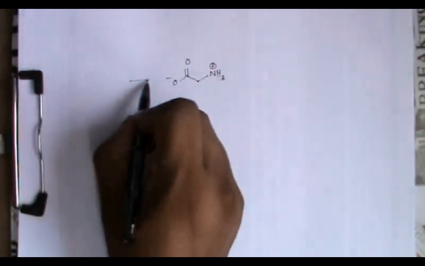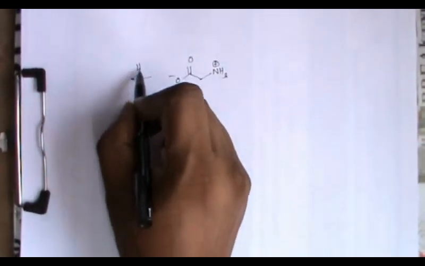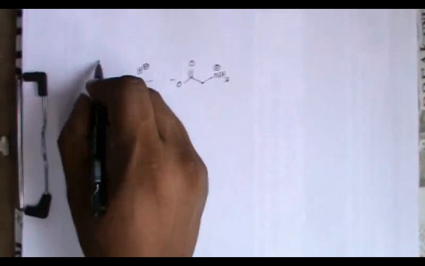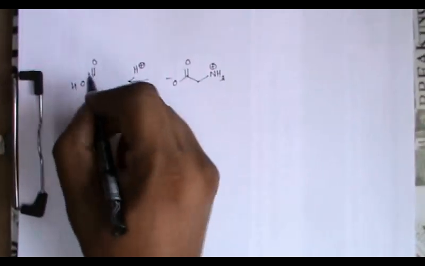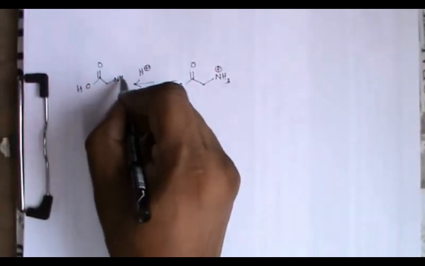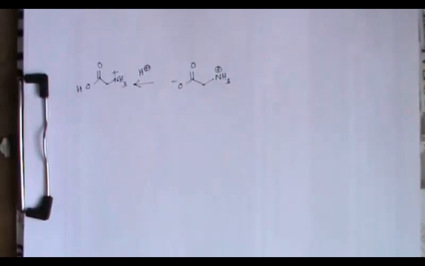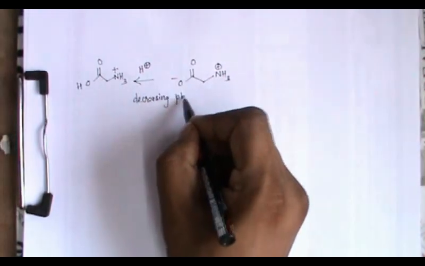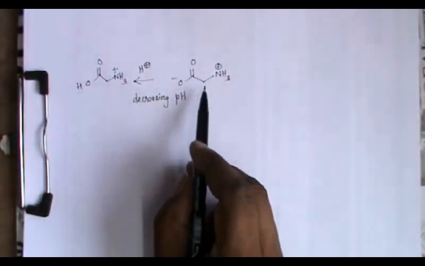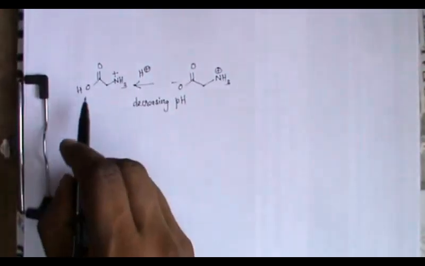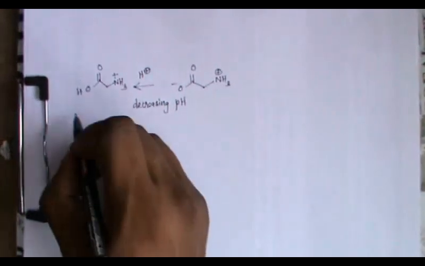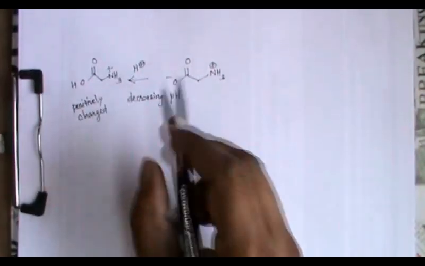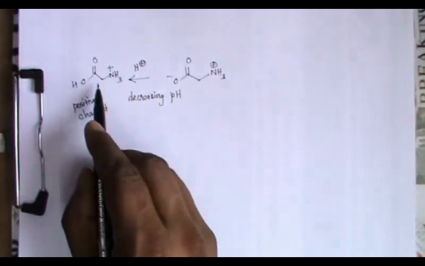To this, if I add H plus, O minus will take this H plus, and what we get is this one. We are adding H plus, basically we are decreasing pH. When we lower the pH, the zwitterion can exist in this form. This is positively charged. Here it is neutral, but this is not neutral.